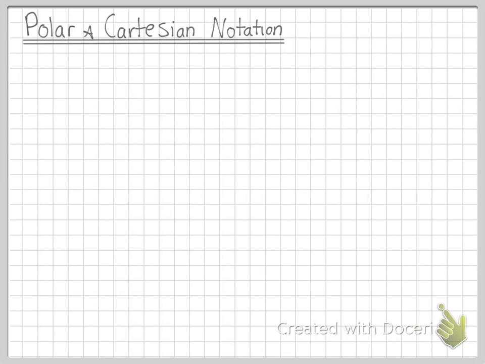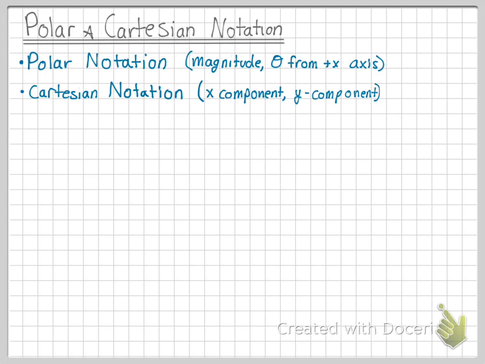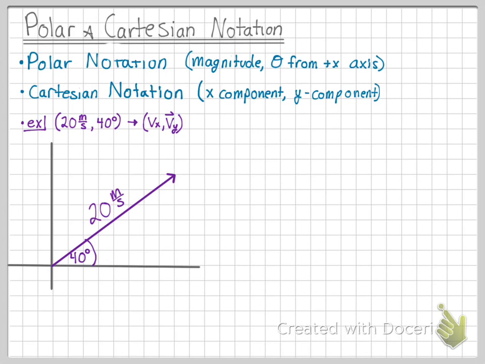This video covers how to change between polar and Cartesian notation. Polar notation is written in parentheses. The first number is the magnitude of the vector, and the second number is the angle above the positive x-axis. Cartesian notation is also written in parentheses, where the x component is written first and the y component is written second. Let's do an example.